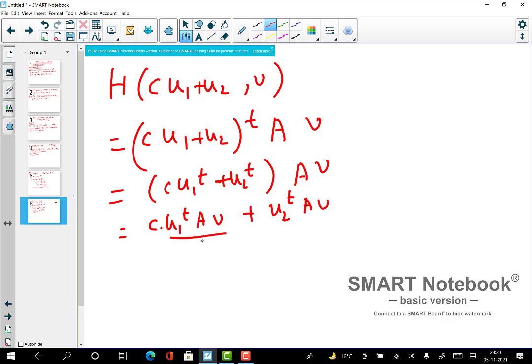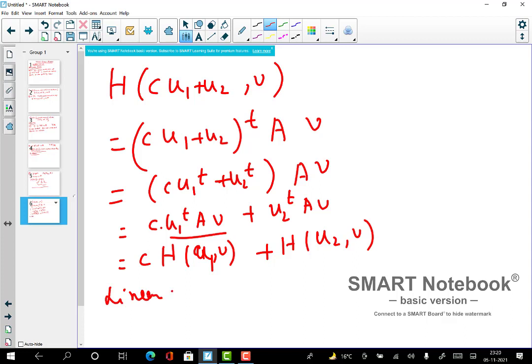But this is what? This is nothing but c times H of u1, v, and this is nothing but H of u2, v. Okay, so obviously that proves that this is linear in the first argument, right? That means linear in the first coordinate. Okay. Similarly, you can prove that it is linear in the second coordinate, right? And that is a similar proof.